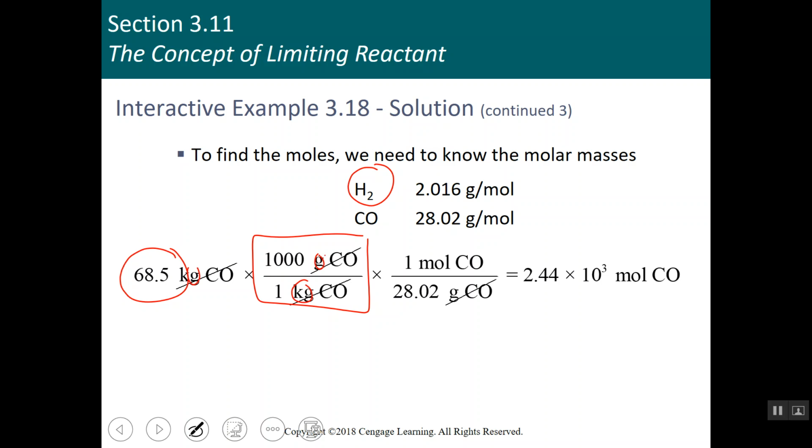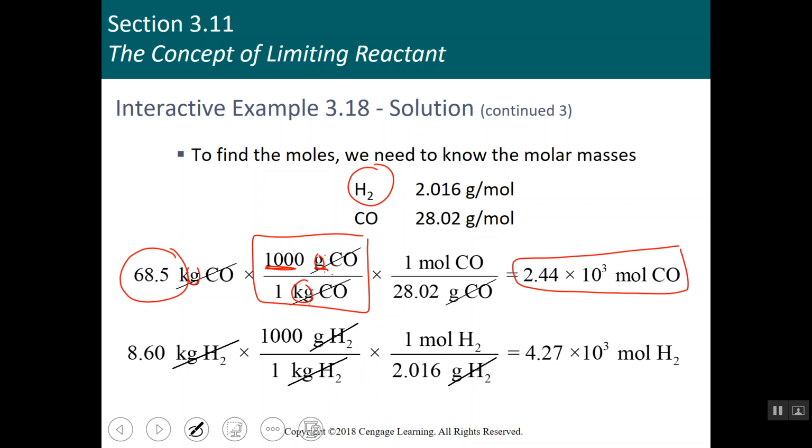Now, a lot of times students can't remember where the 1,000 goes. They know there's 1,000 of something in there. Just know that the bigger number will go with the smaller unit. So grams are smaller than kilograms, so the 1,000 goes with the grams and the 1 goes with the kilograms. Next step, we'll use the molar mass to get to moles, and so this is how many moles of carbon monoxide we have. We're going to do hydrogen the same way. We have 8.6 kilograms of that, convert it to grams, use the molar mass to get to moles, and we have 4.27 times 10 to the third moles of hydrogen.